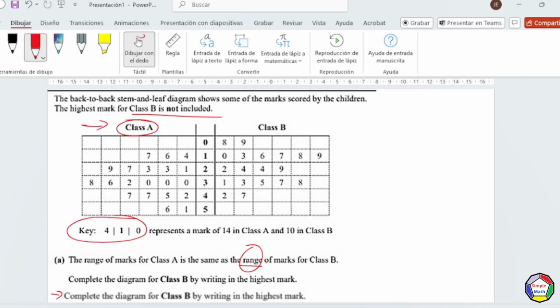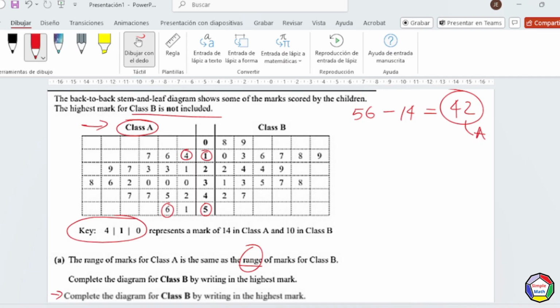The range is the biggest number minus the smallest. The biggest number of class A is 56, and the smallest number in the same class is 14. So 56 minus 14 is the way we get the range. 56 minus 14 is equal to 42. So the range of class A is 42. This is for class A, okay?